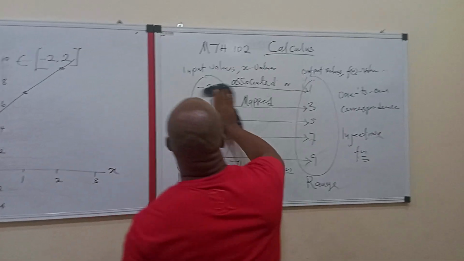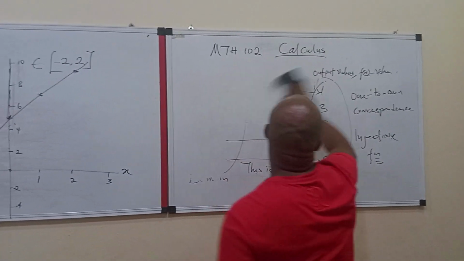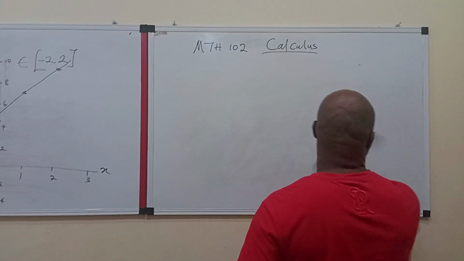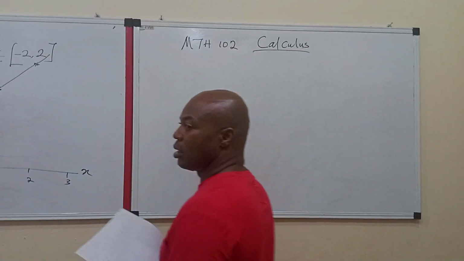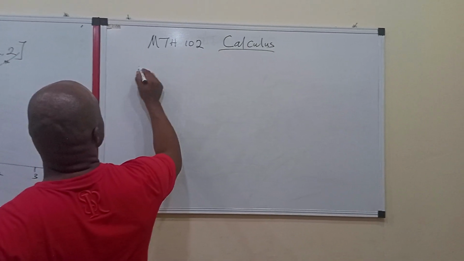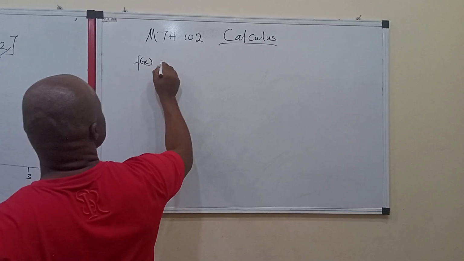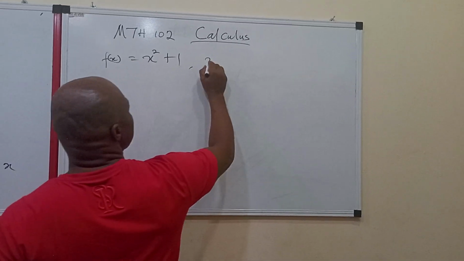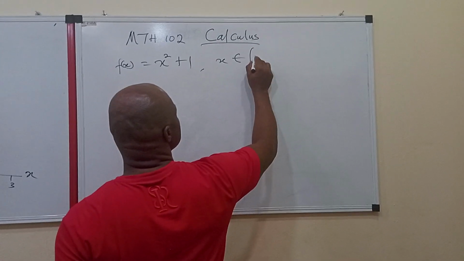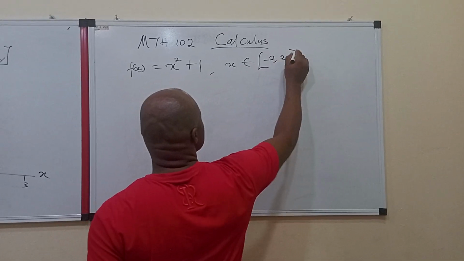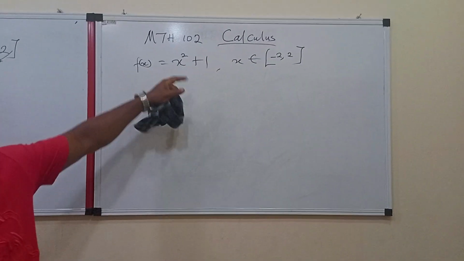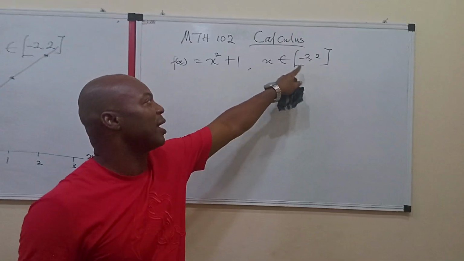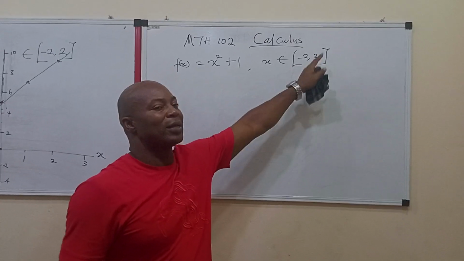If I do the way I did the other one, if I say let us look at another function, now this function f of x is equal to x raised to the power 2 plus 1, where x is contained in minus 2, 2. So this one is the relation we have, and x takes minus 2, minus 1, 0, 1, and 2.